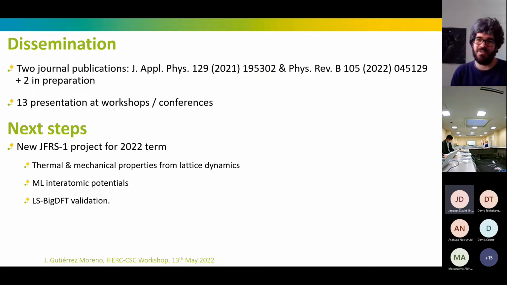Next steps: we just got approved the next project for this 2022 term, in which we are going to study thermal and mechanical properties from molecular dynamics and lattice dynamics calculations. We are going to develop interatomic potentials for tungsten and tungsten-based compounds based on machine learning. And again, we will use linear scaling big DFT for the validation of the calculations we do.